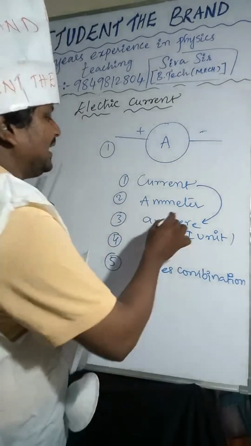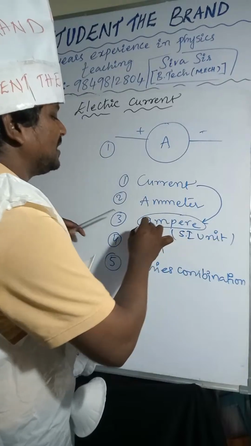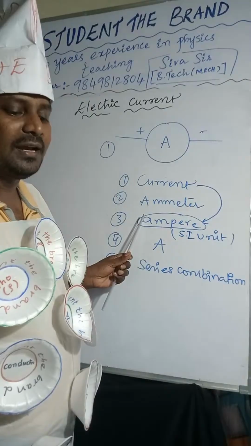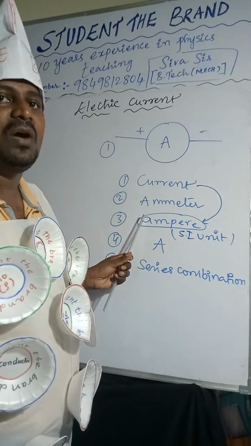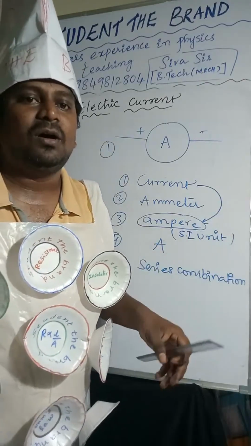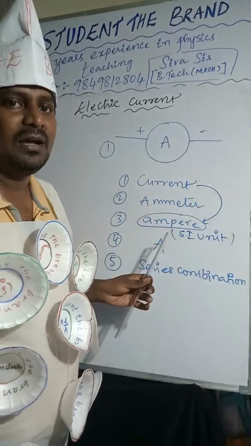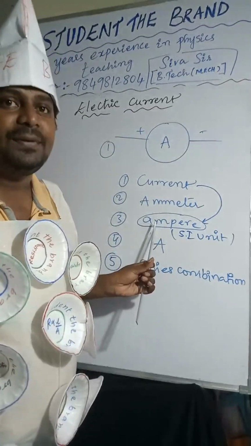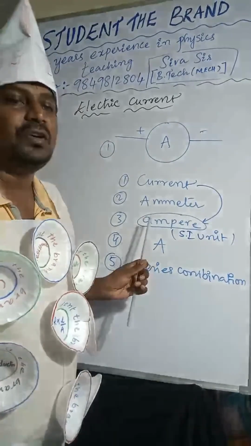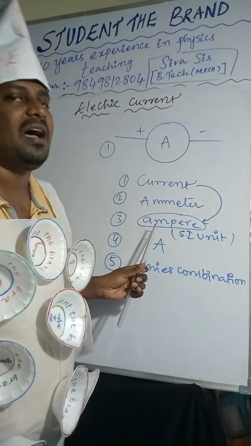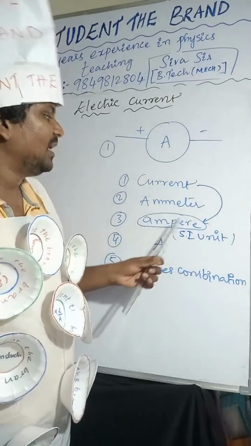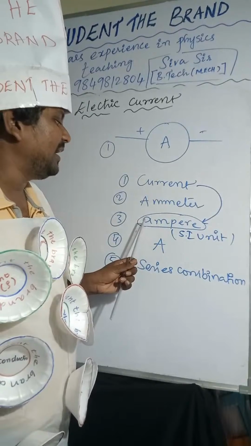See, while you are writing your units, you must use small letters. You should not use capital letters, because the unit is named in honor of the scientist Ampere. So for ampere we are taking the small letter. The SI unit of current is taken as ampere.